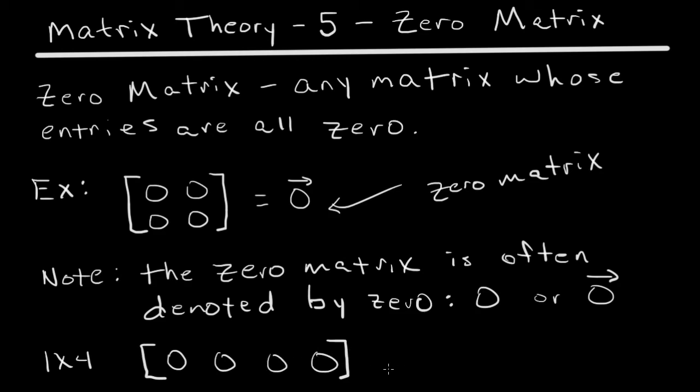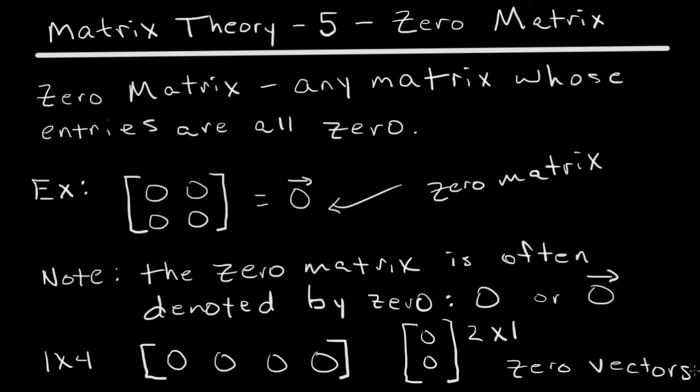And if it has one row or one column, let's say you had 0, 0. This is a 2 by 1, where every single entry is 0. So these two can be called zero vectors. So a zero matrix is going to be any matrix where every single component, every single entry is 0.